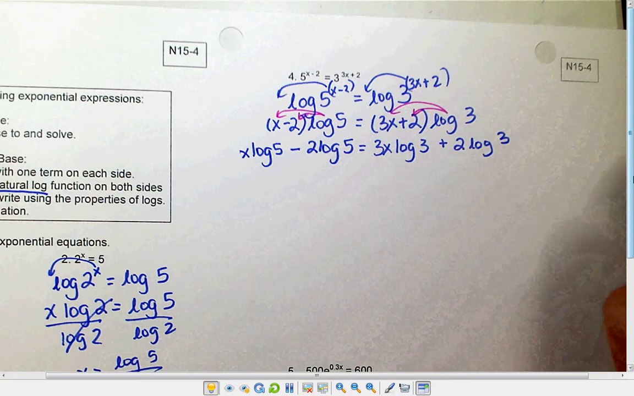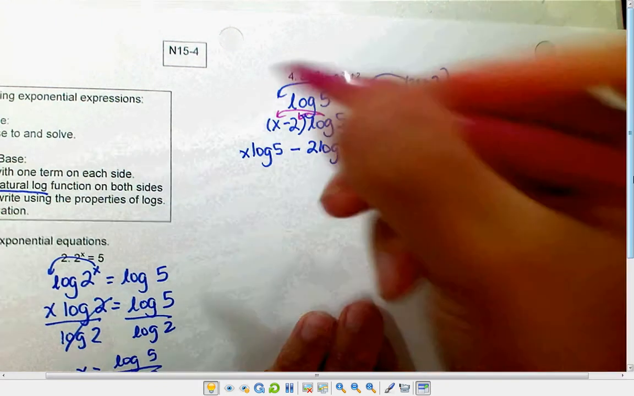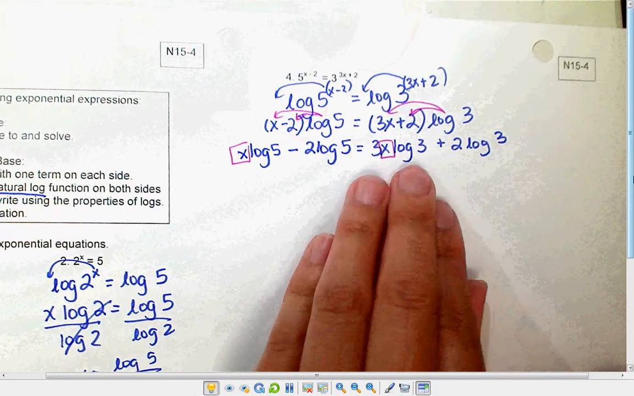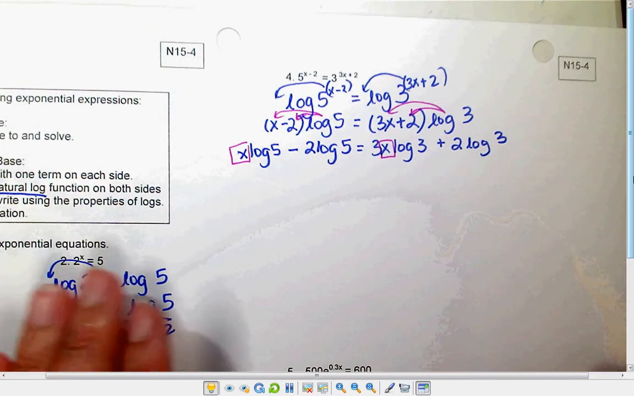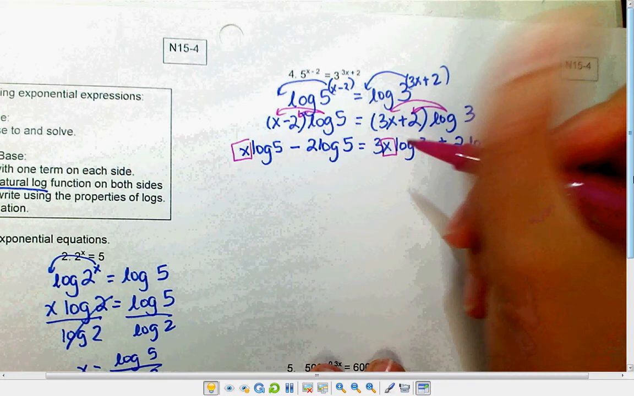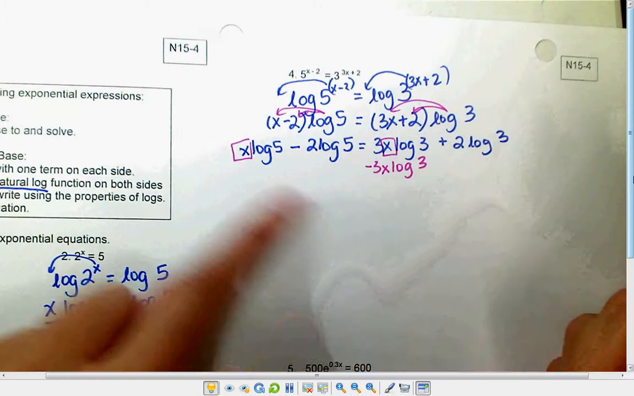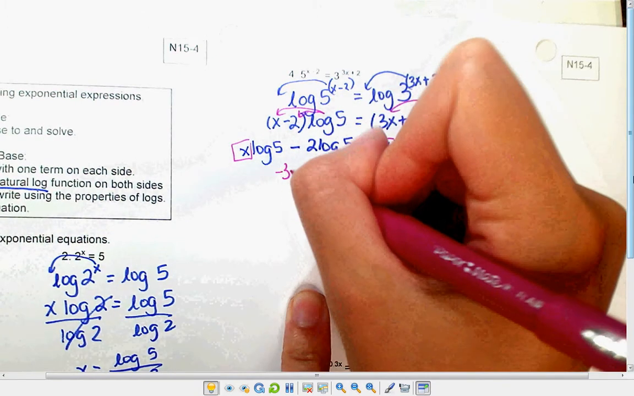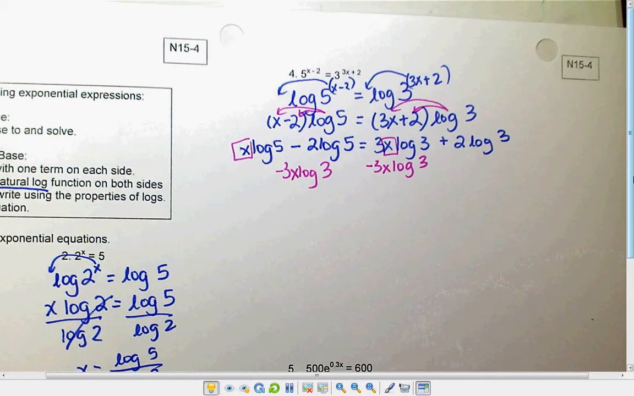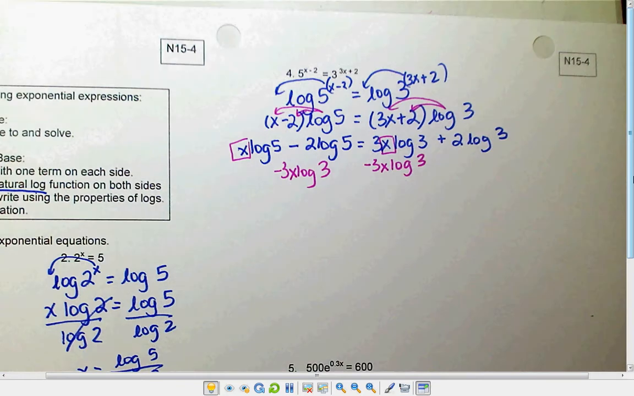My next step here is kind of like the unit we did with inverses, where if we're trying to solve for x, we need to get our terms with x in it on one side. So what I want is all my terms with x onto one side and everything else on the other one. So I'm going to move this term over here onto this side. And then I'm going to move the minus 2 log of 5 over to the other side.